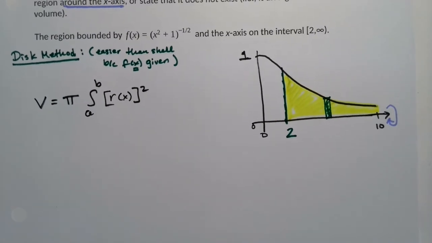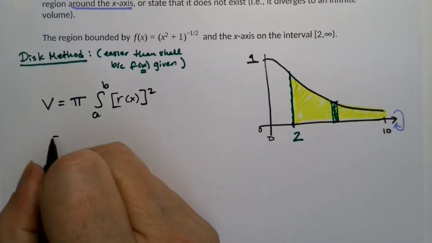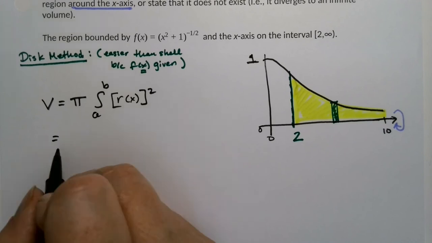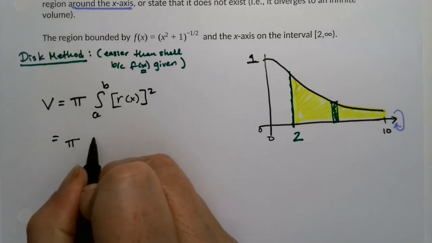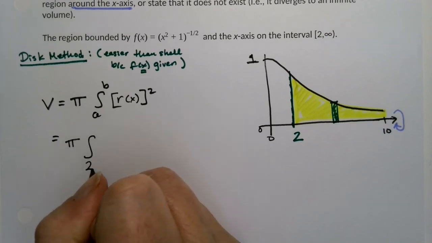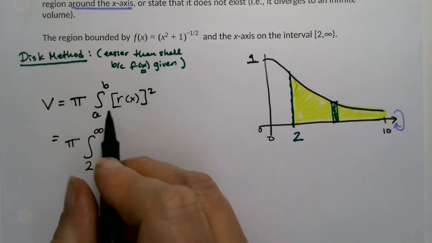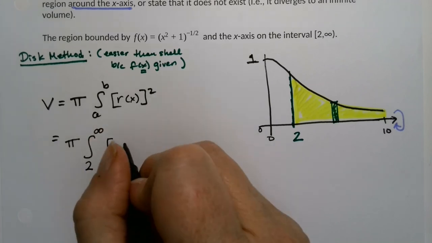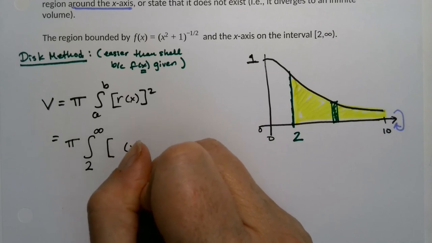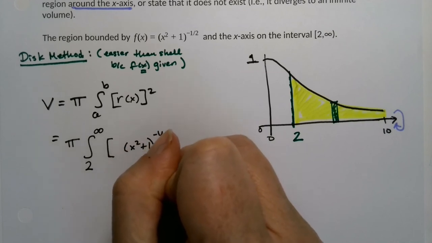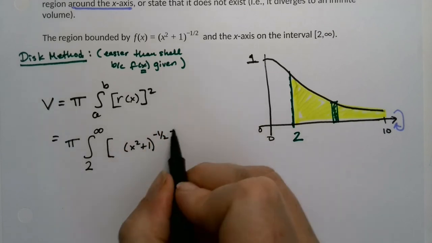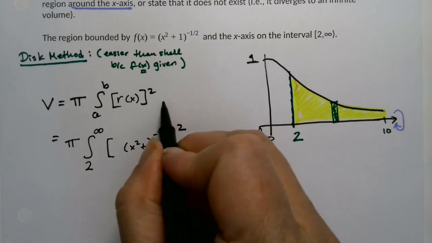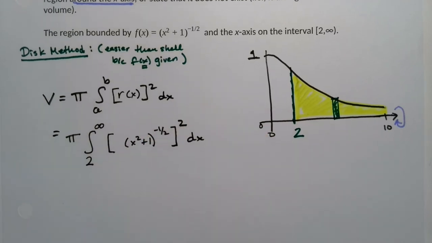All right. Well, for us, we're going to go from 2 to infinity. So we're going to take pi integral 2 to infinity. R of x is x squared plus 1 to the negative 1/2. I'll just write it like that, and then I'm going to square that, dx. Oh, I forgot my dx there. So there's my function, there's my values from 2 to infinity.